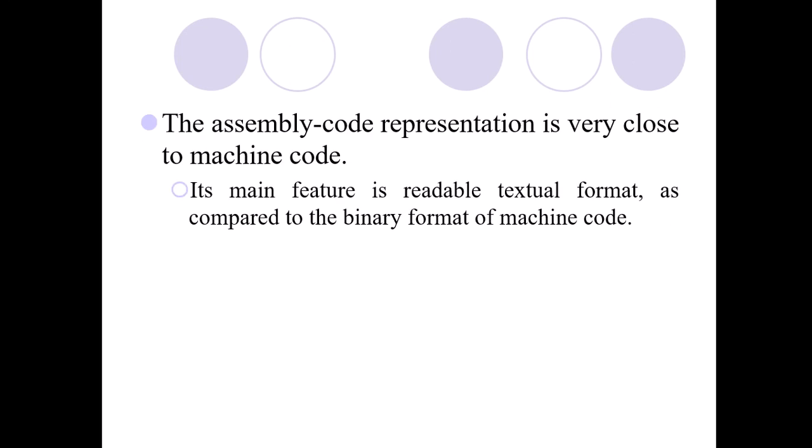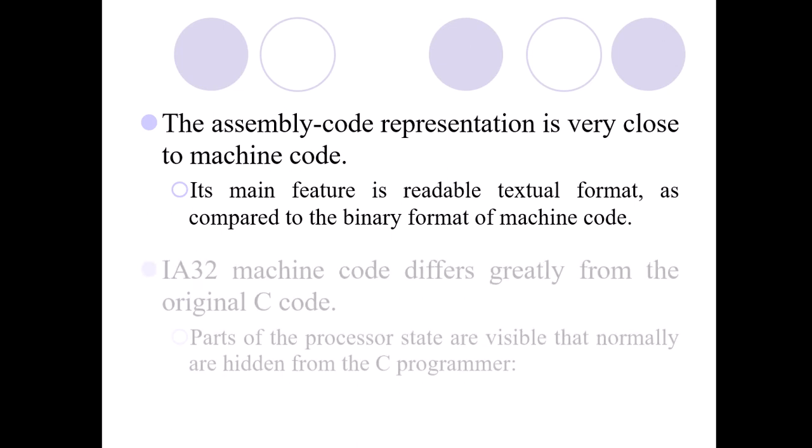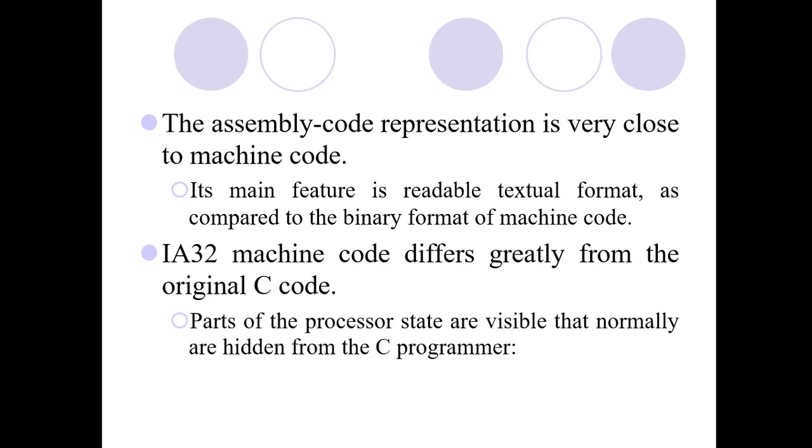So assembly code representation is very close to the machine code. The main feature is a readable textual format as compared to the binary format of machine code. Now IA32 machine code differs greatly from the original C code because parts of the processor state are visible that are normally hidden from the programmer using C code.